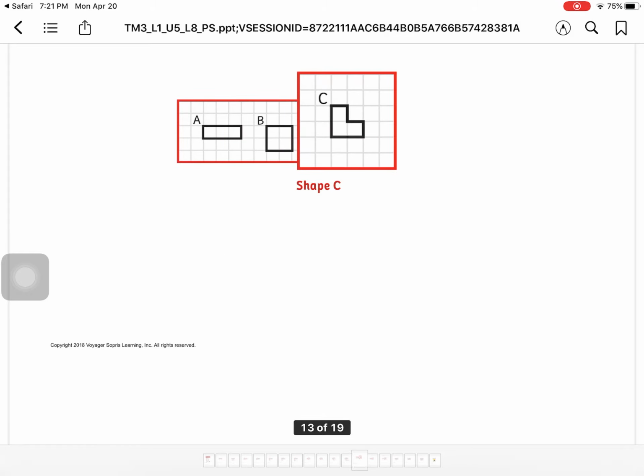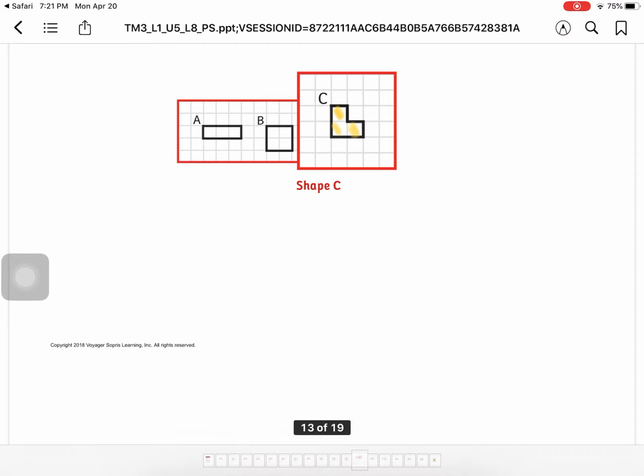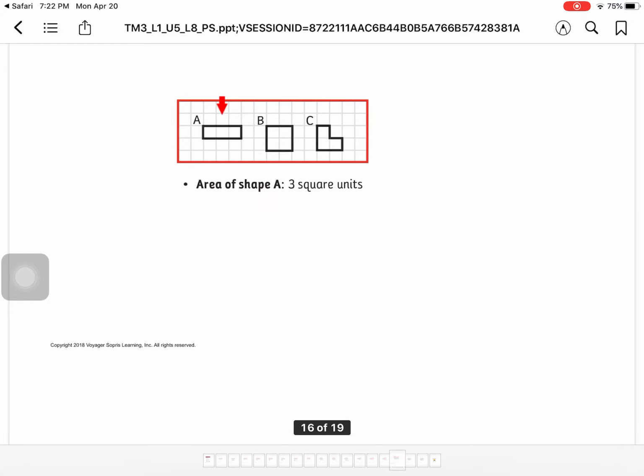Shape C is kind of an odd shape, okay? It's not a square, it's not a rectangle, it's irregular. So for this one, I'm not going to use base times height. I'm actually going to just look at the inside. So I'm going to count. I've got 1, 2, 3 units on the inside. So I know my area for shape C is simply 3 square units. I can just count those up. That would be my strategy. So the area of shape A was 3, area of shape B is 4, and area of shape C is 3.